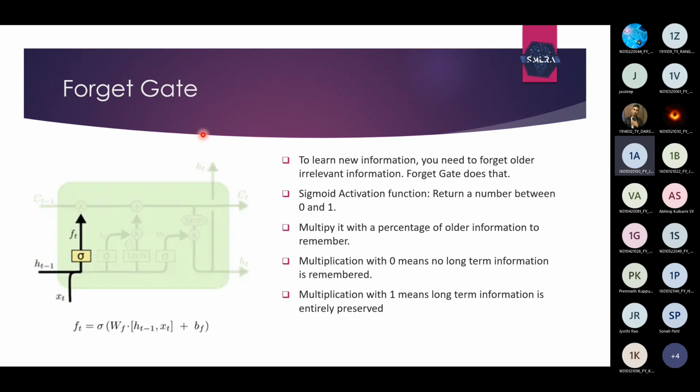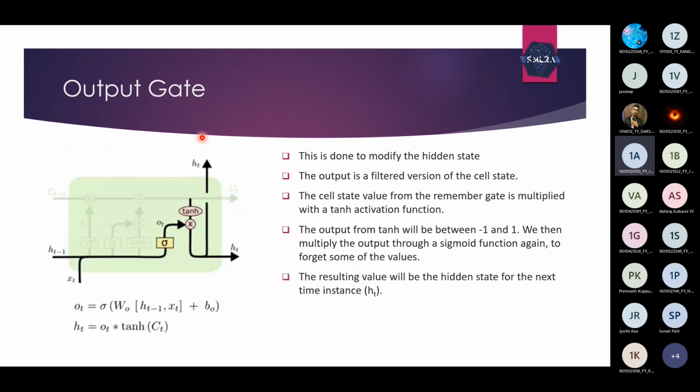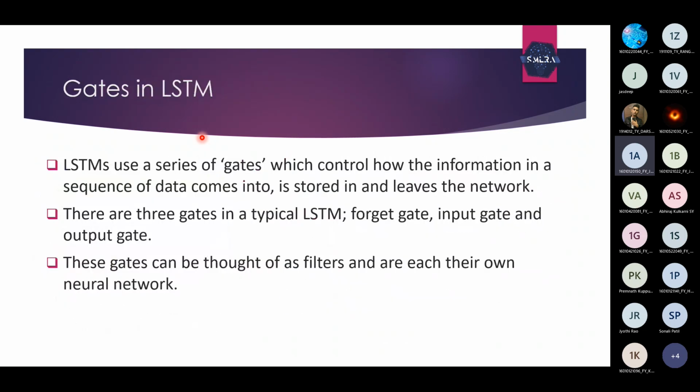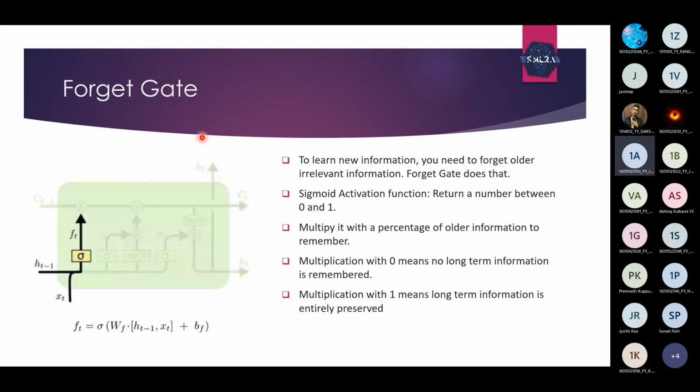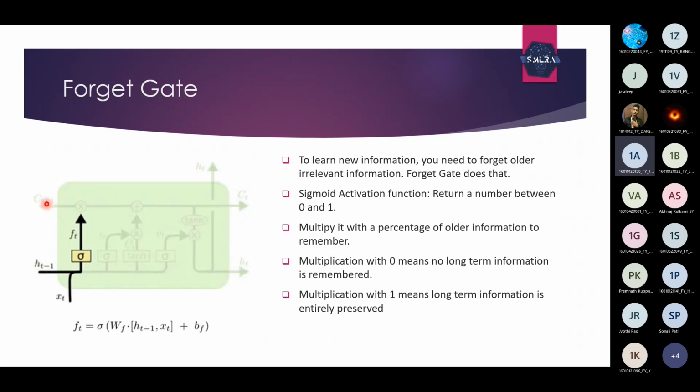So what are individual gates? To give you a broad overview, there's a forget gate, a learn gate, a remember gate, and an output gate, and those are the gates. The thing is, you have short-term memory over here, long-term memory over here, and you have this input over here.